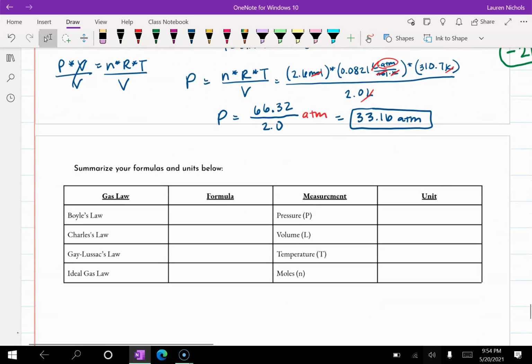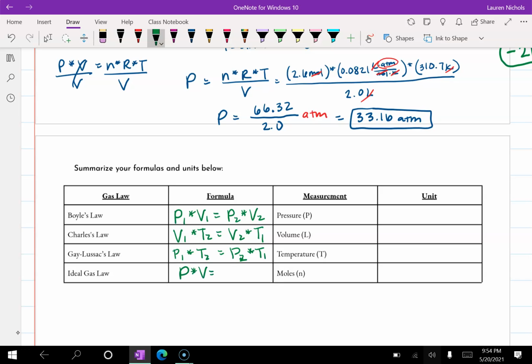Now, the final thing is this gas law chart that summarizes everything and puts it all in one place. So Boyle's law's formula is P1 times V1 equals P2 times V2. Charles' law is V1 times T2 is equal to V2 times T1. Gay-Lussac's law is P1 times T2 is equal to P2 times T1. And the ideal gas law is P times V equals N times R times T.